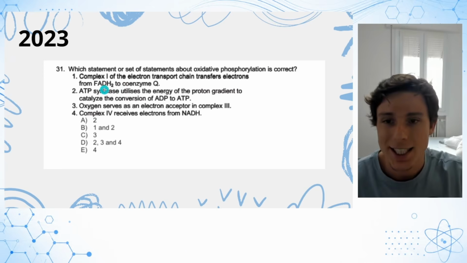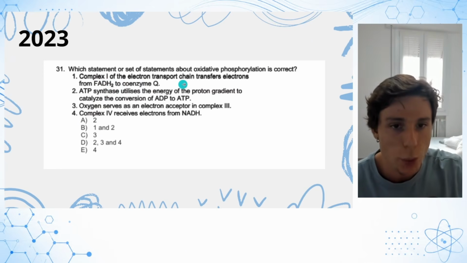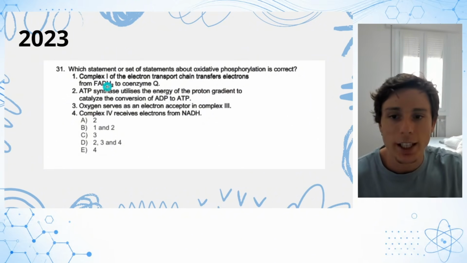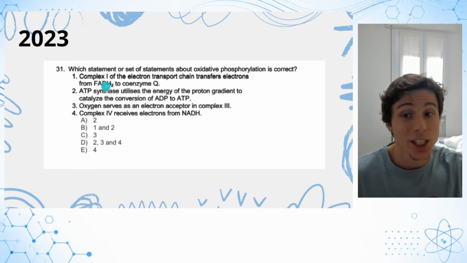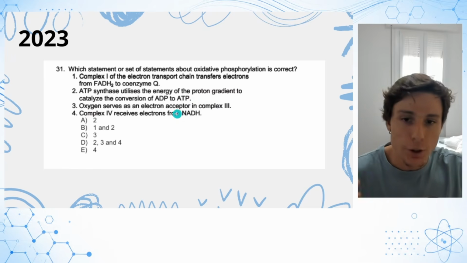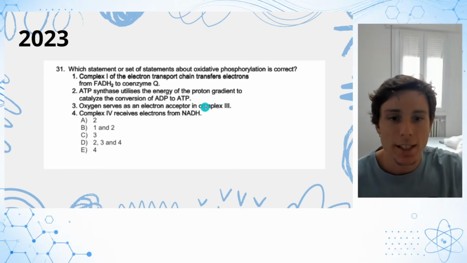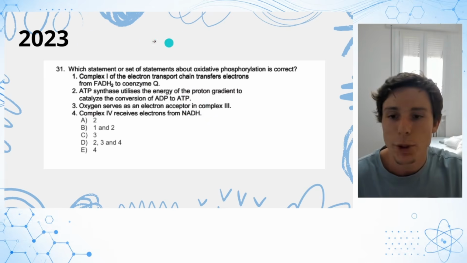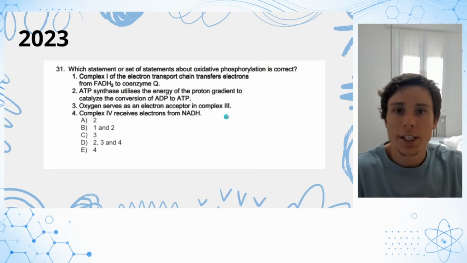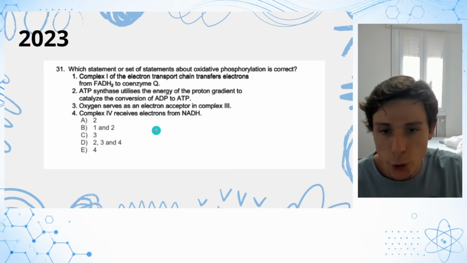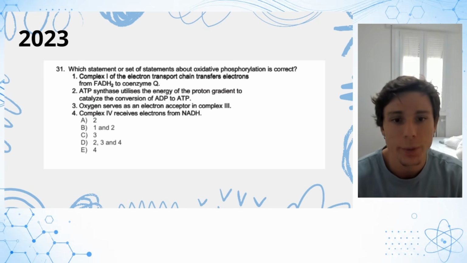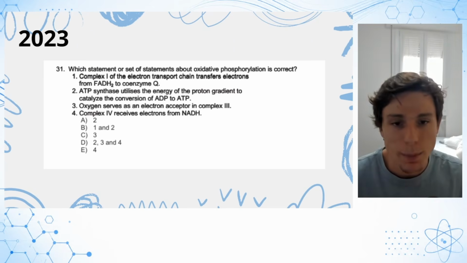Number 1 is saying that complex 1 of the electron transport chain transfers electrons from FADH2 to coenzyme Q, but you guys know that complex 1 does not receive any electrons from FADH2, but from NADH. Statement 2 says that ATP synthetase utilizes the energy of the proton gradient to catalyze the conversion of ADP to ATP. That's basically chemiosmosis. Number 3 is saying that oxygen serves as an electron acceptor in complex 3. Almost. Complex 4 is the one responsible for that. And number 4 is saying that complex 4 receives electrons from NADH, which is wrong. Just remember, complex 1 and complex 2 are the only ones that receive electrons from those cofactors. The other ones are just passing them on.